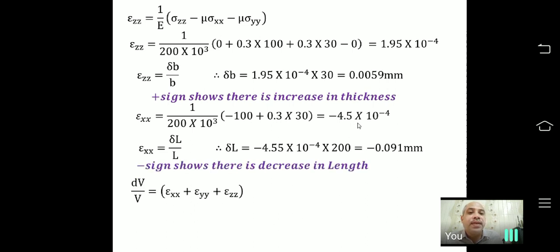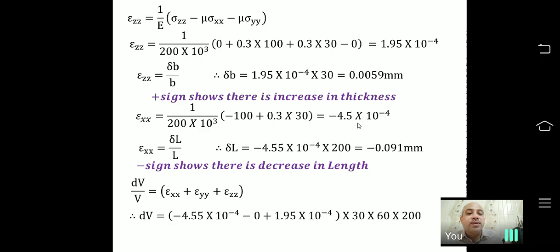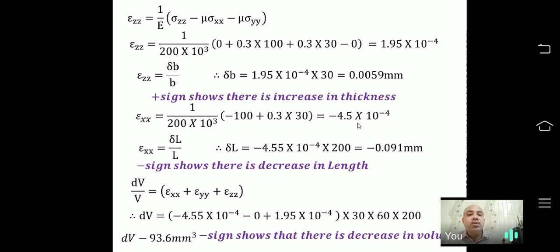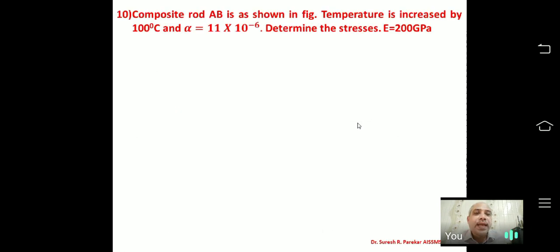And then dv by v is epsilon xx plus epsilon yy plus epsilon zz. Substitute these values, which will give you dv as minus 93.6 millimeter cube. The minus sign again shows there is a decrease in volume. So this was asked in 2017, for again 20 marks.